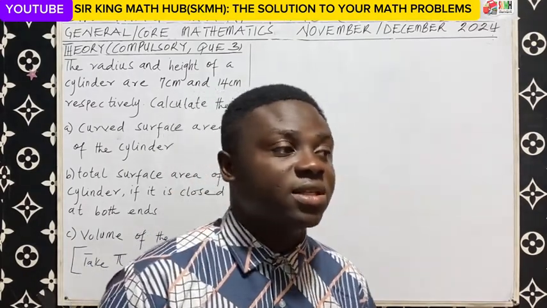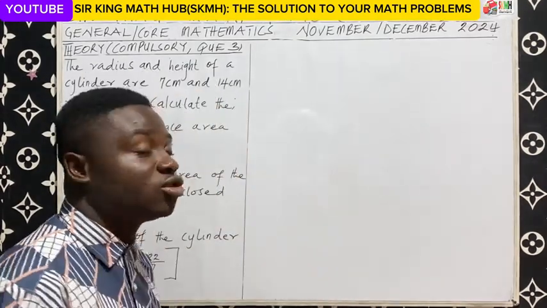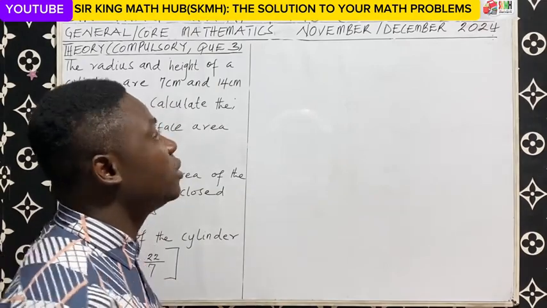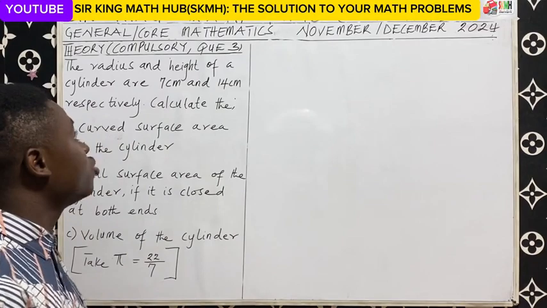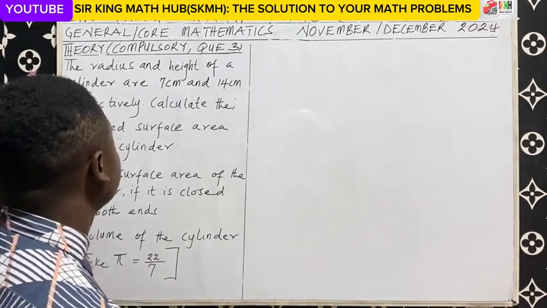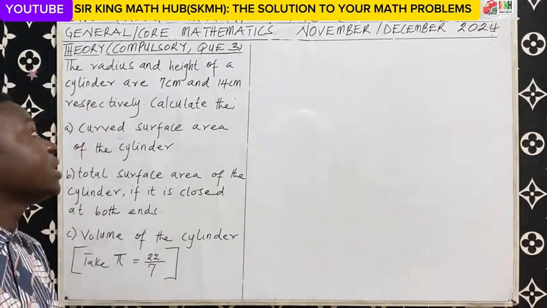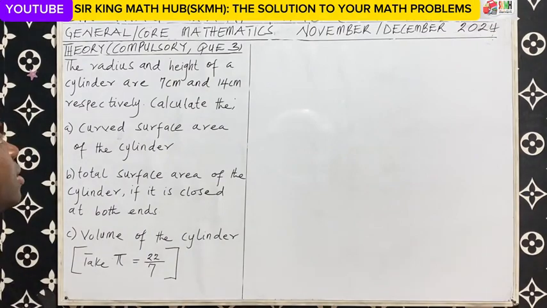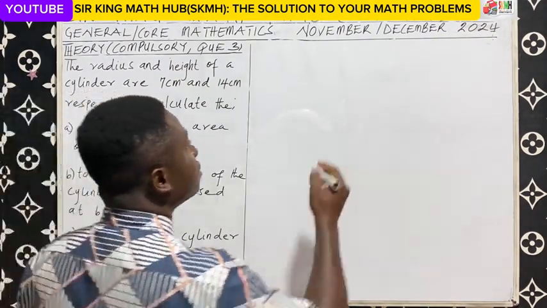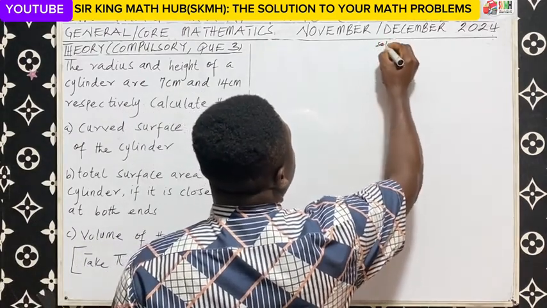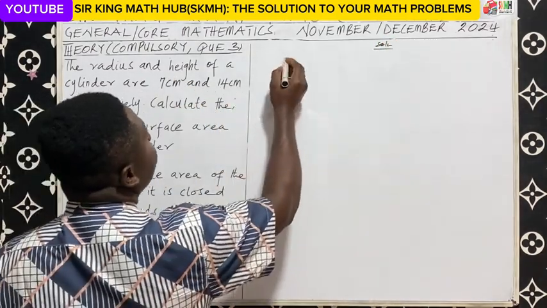So we are solving questions on core mathematics. This is November-December 2024, the ongoing Novdec. I want us to solve theory compulsory question 3. I read: the radius and height of a cylinder are 7 centimeters and 14 centimeters respectively. So let's quickly represent this information.